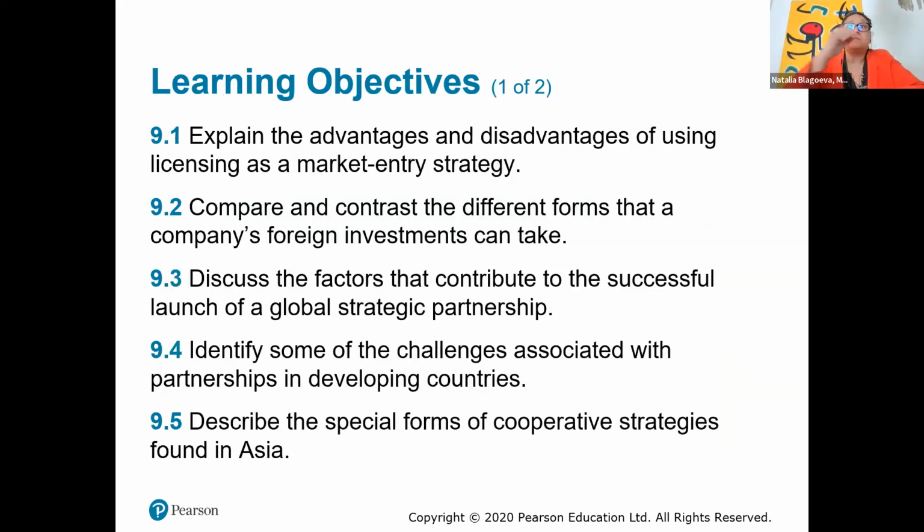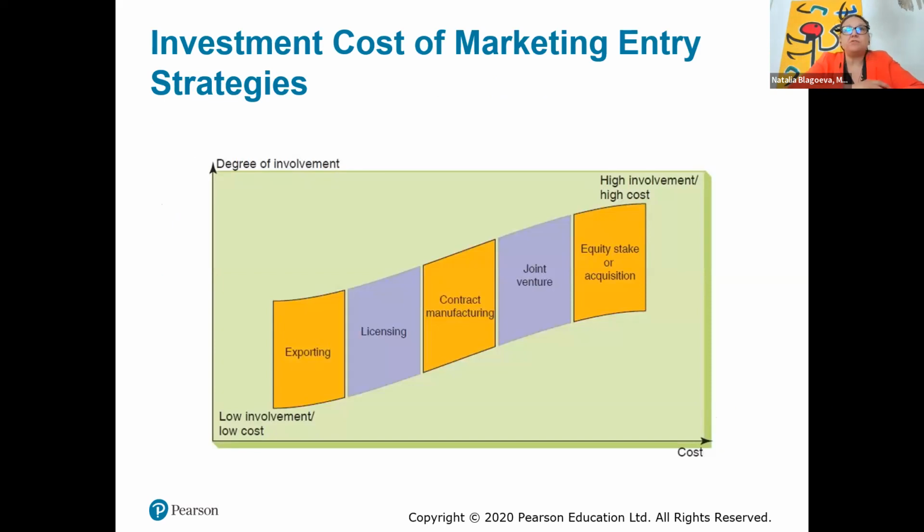So the learning objective here is the advantages and disadvantages of using licensing as a market entry strategy. So this is what we're going to first talk about, and then we're going to discuss other forms, basically from the most simple form to the most complex, of directly investing in a country. So this is how it looks in terms of the degree of involvement and the cost of involvement.